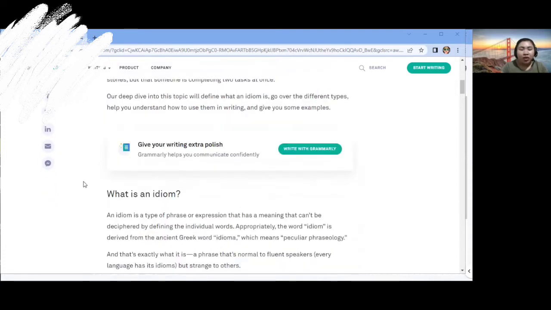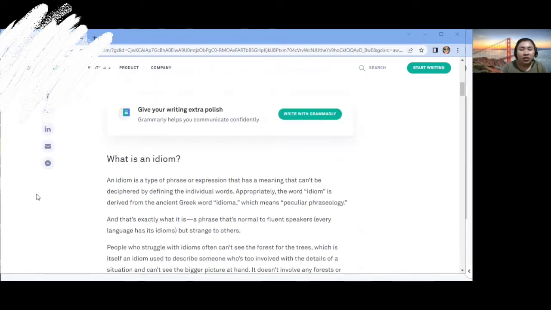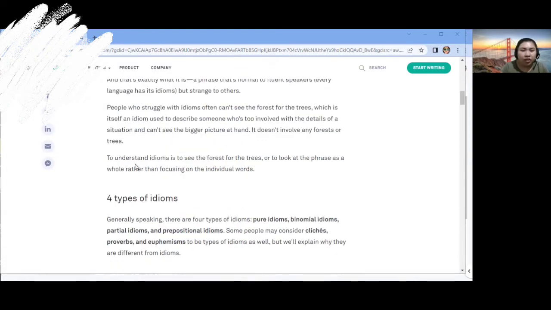So, what is an idiom? An idiom is a type of phrase or expression that has a meaning that can't be deciphered by defining the individual words. Appropriately, the word idiom is derived from the ancient Greek word idioma, meaning peculiar phraseology. To understand idioms is to see the forest for the trees, or to look for the phrase as a whole rather than focusing on the individual words.